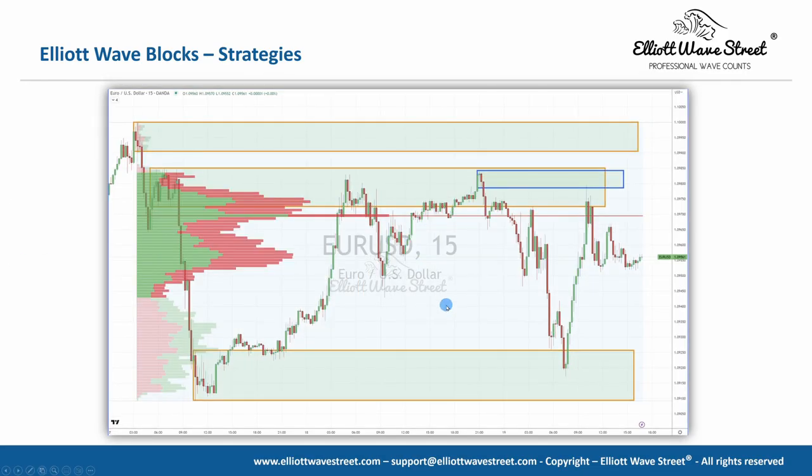Now with the profile, we have an additional perspective of what's going on. So when we add the profile, we can see that the fair price is here. So now from the profile point of view, this one is not a good setup, because it's at the fair price. So we can filter out this one here.